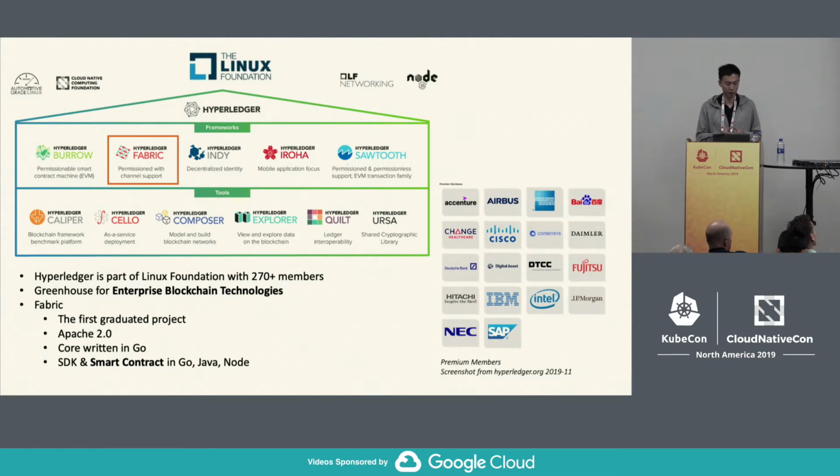The core of Fabric was written in Go, and we have several SDKs and smart contract languages available in Go, Java, and Node. So these are general purpose languages that many developers are probably more familiar with. And it currently has more than 270 members, and I just outlined several premium members.